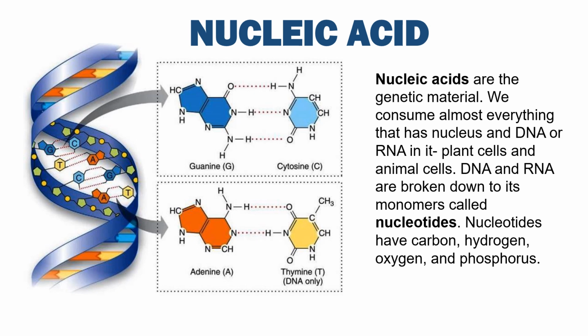DNA and RNA are broken down to their monomers called the nucleotides. Nucleotides have carbon, nitrogen, oxygen, and phosphorus. As you can see here, these are the different nucleotide bases of DNA. The guanine pairs with cytosine, and the adenine pairs with thymine.